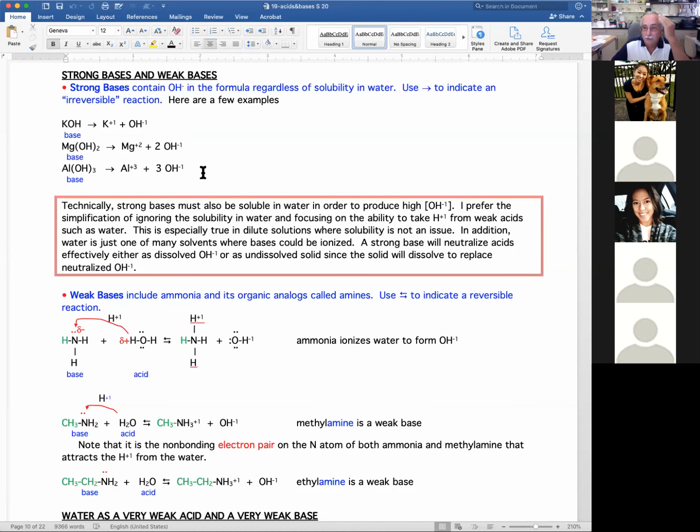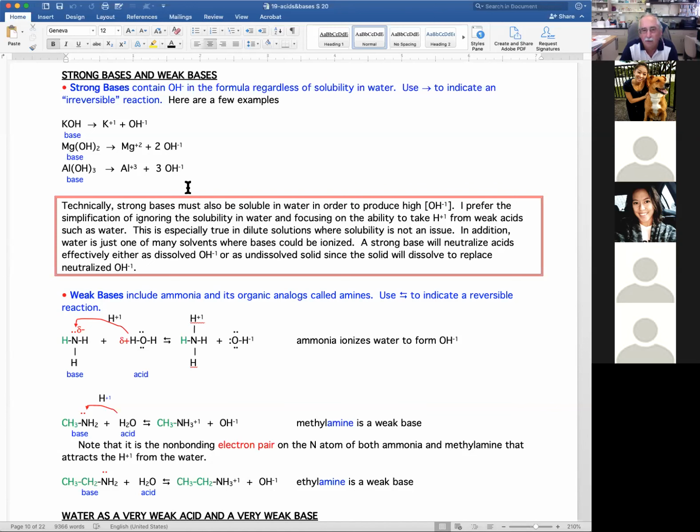Now I've made a simplification. And I don't know whether it's a simplification or whether it's just applying common sense, but technically, strong bases must also be soluble in water to produce large amounts of hydroxide ion. If you had a base that wasn't soluble in water, it wouldn't make a lot of hydroxide ion. But that's not the total definition of a base. A base is also something that accepts a hydrogen ion from an acid.